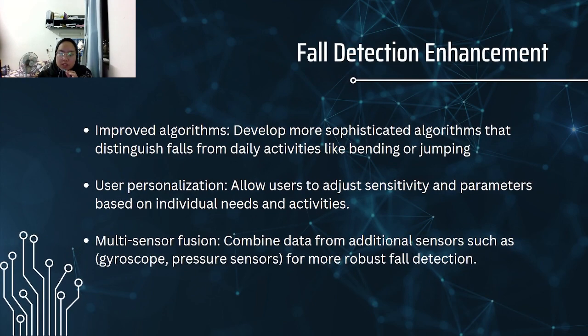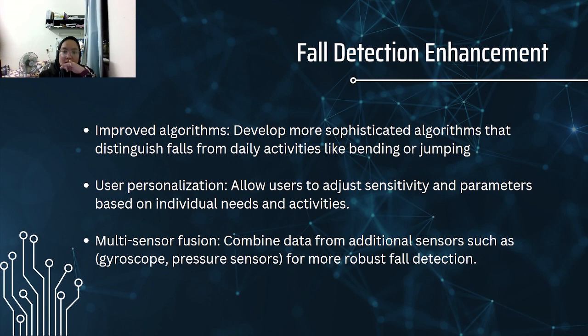Next is the fall detection enhancement. For fall detection enhancement, the first thing I noticed is the improved algorithm, or I could say the smarter algorithm. It means that the algorithm is considering the context. It can distinguish falls from daily activity, like whether a person is falling or someone is bending over to tie their shoelace. This way, false alarms are minimized and the device responds more accurately to real fall incidents.